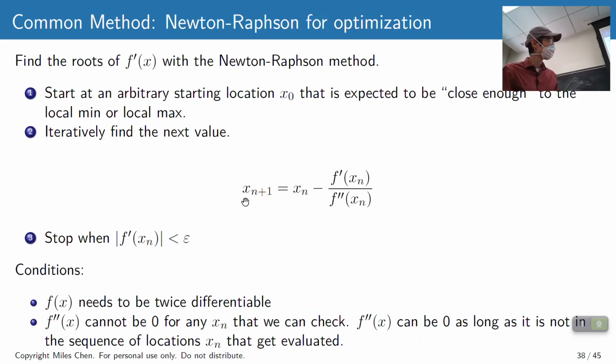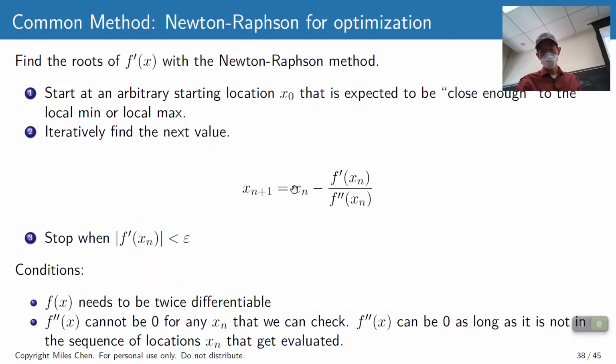But this is how it's going to do. So our next iteration at x at time n plus 1 is going to be x at time n minus, and instead of doing f divided by f prime of x, it's going to be f prime of x divided by f double prime of x. Okay, and this will find the roots of f prime, and when you find the roots of f prime, that should correspond to either local mins or local maxes of f.